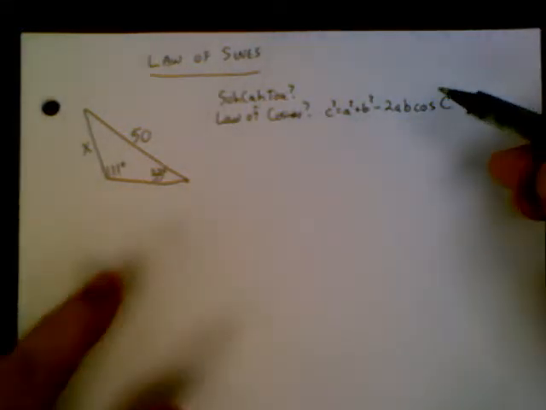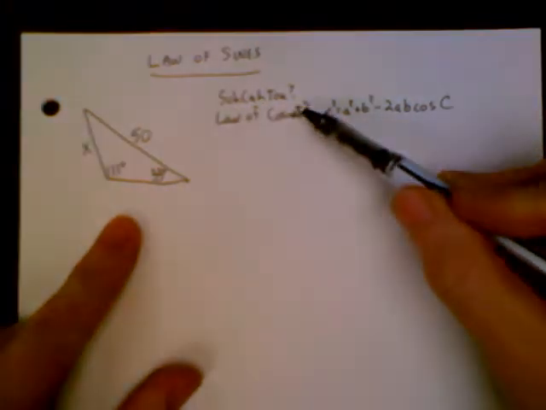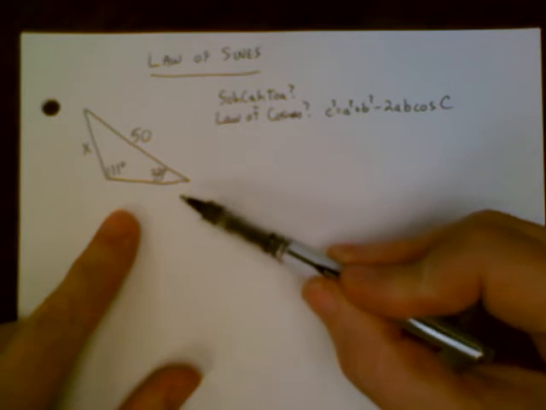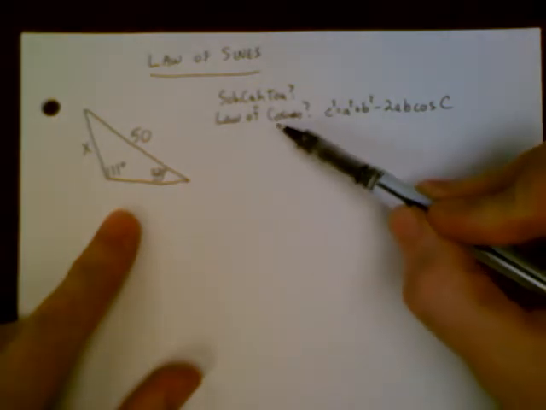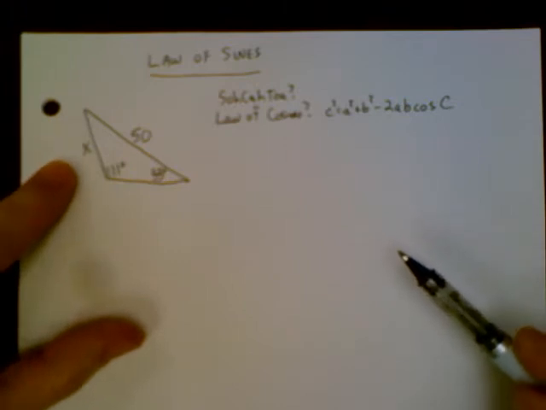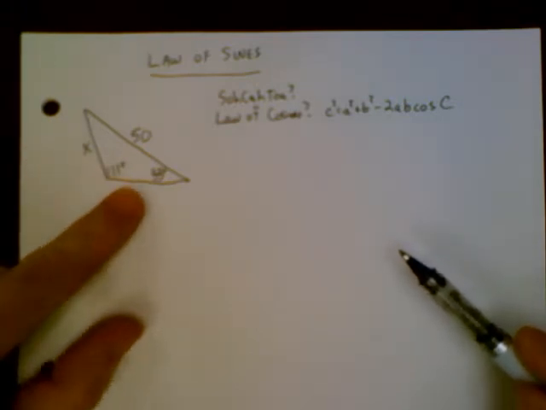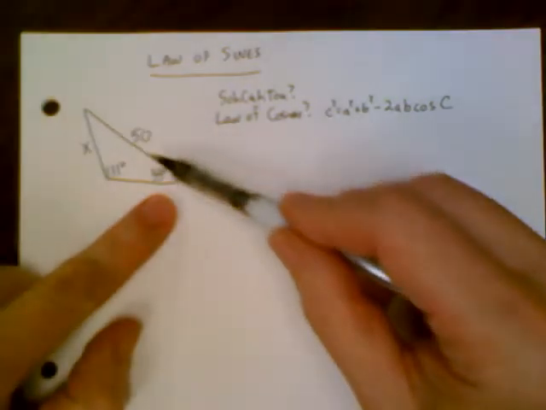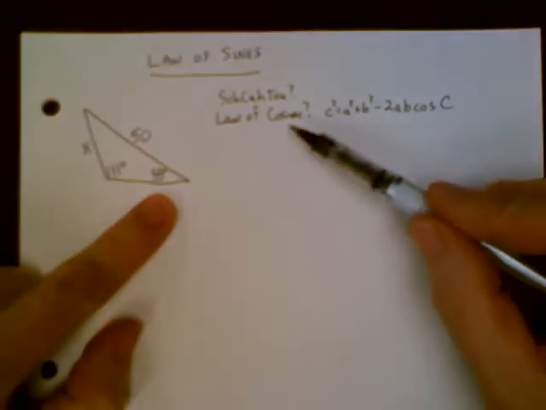Here's a problem that we know we can't use SOHCAHTOA for because it's not a right triangle. We might try to use the law of cosines to solve for this unknown side over here, x. This angle is 111 degrees, this is 33 degrees, and the length of this side is 50.